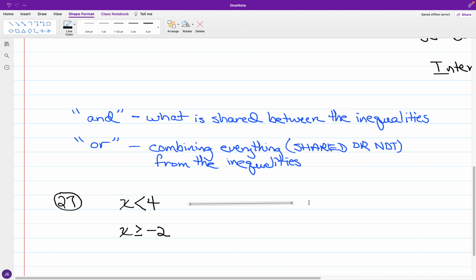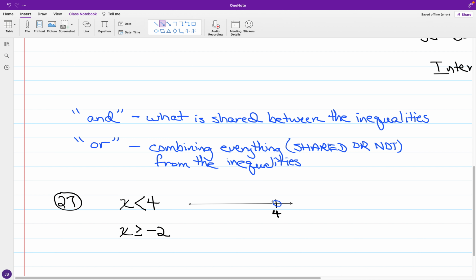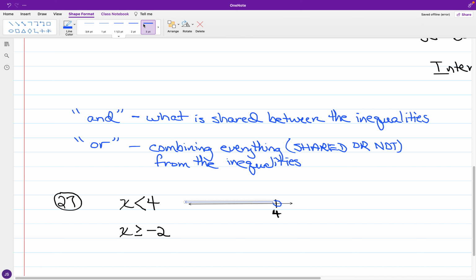And we'll say that for x is less than 4, just kind of doing a very brief sketch, you have x is less than 4, so 4 is not included, so you have an open circle. And then for less than, you have a ray going continuously to the left.